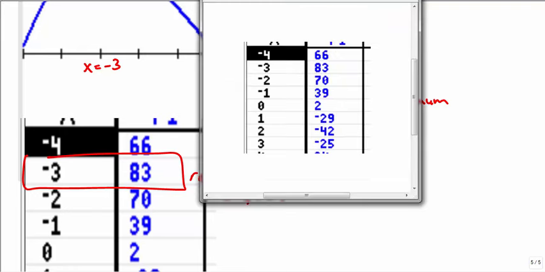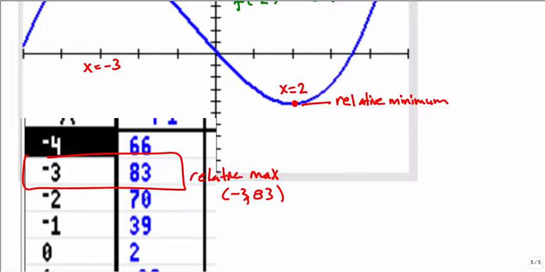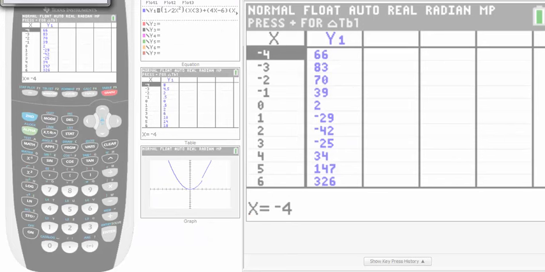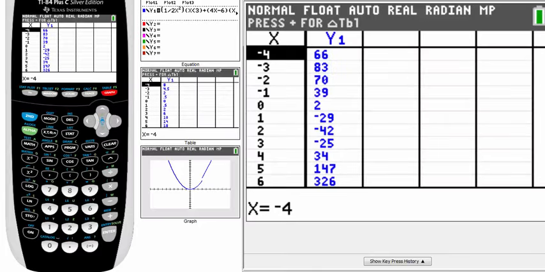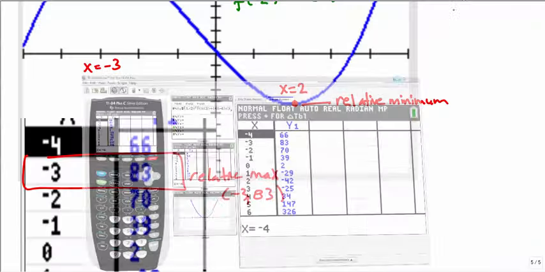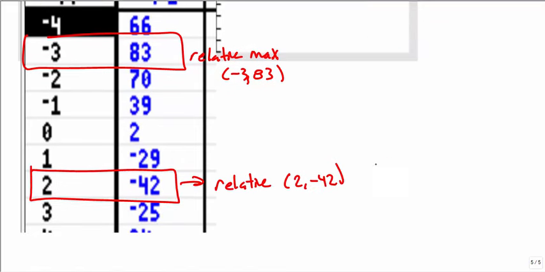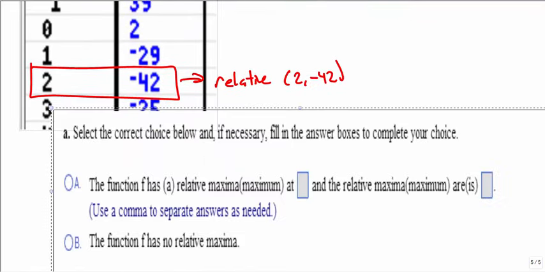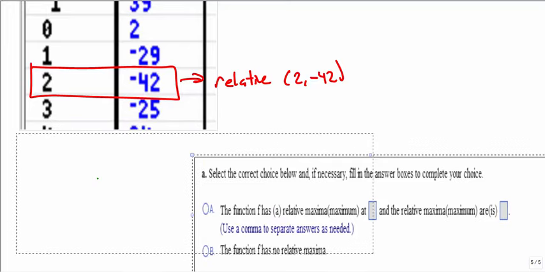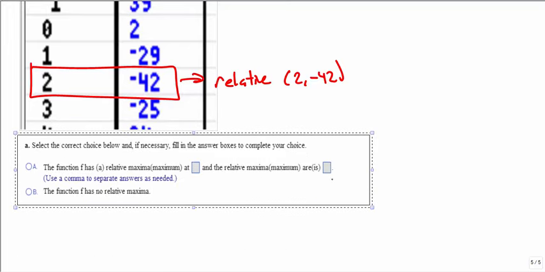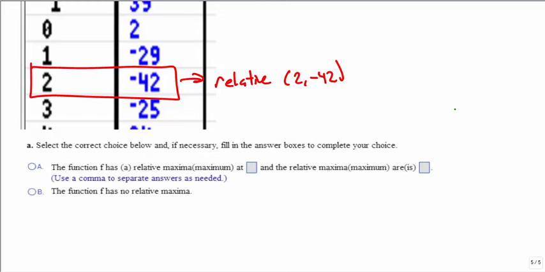It says for the function f, it has a relative max or min. Let's go ahead and pop it right in here. So here we're looking at a relative maximum, so that's this value right here. It has a relative maximum, and the relative maximum is or are, and they want us to plug in these values.